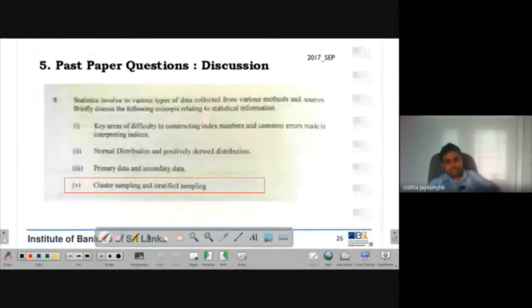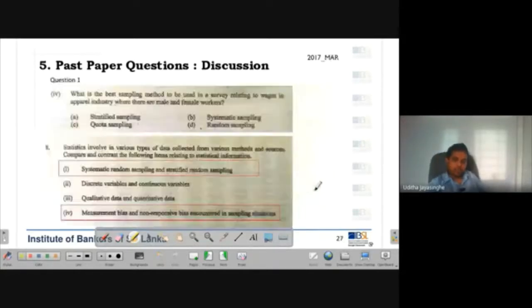17th September, I have a few more minutes to practice with more questions. Now this is something which we can skip. Briefly discuss the following concepts: cluster sampling and stratified sampling. I hope we went through enough theories to discuss these two items.